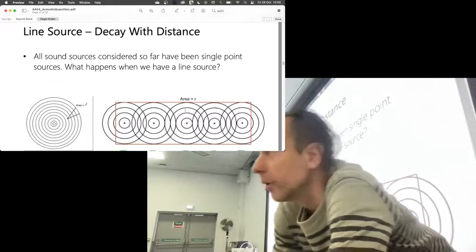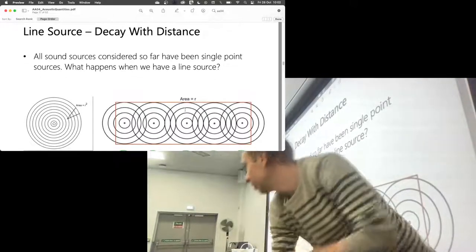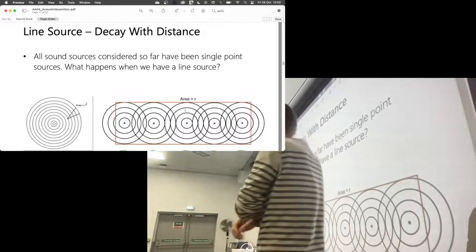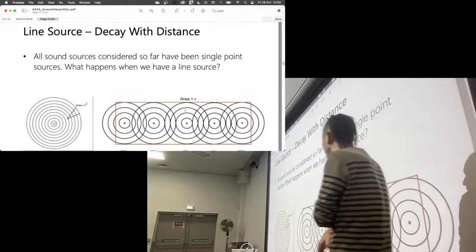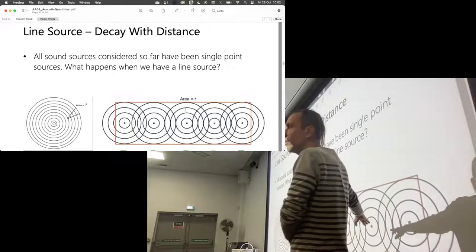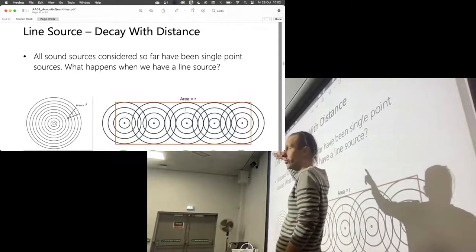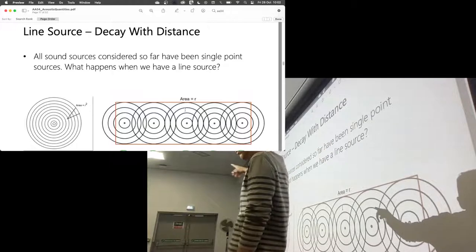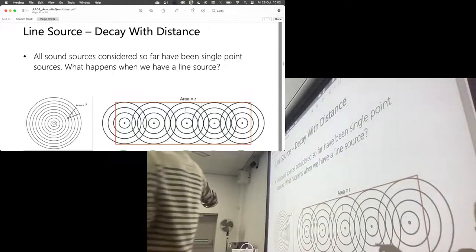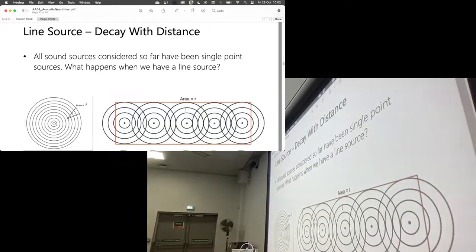Okay, so those were point sources. Now in acoustics, especially environmental acoustics, there will be some more detail towards the end of the module about this. Typically, people often have the need to calculate with line sources. Can you think of a line source? A source of acoustic noise which is a line rather than a point.